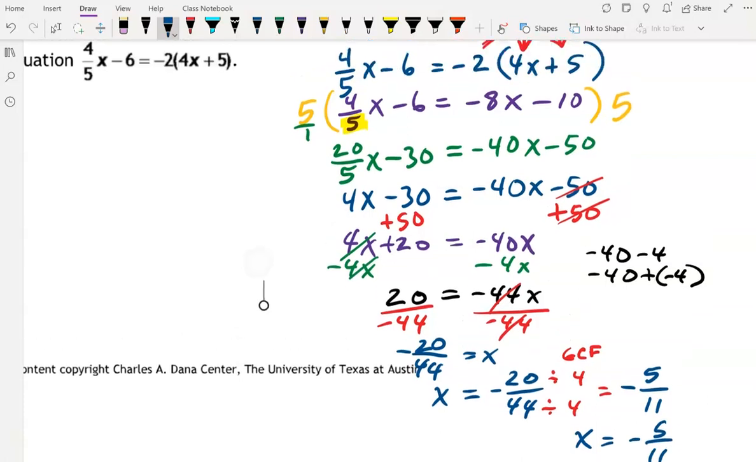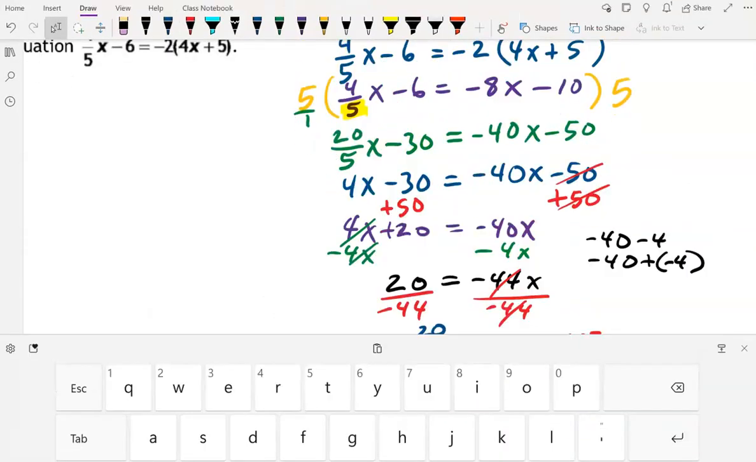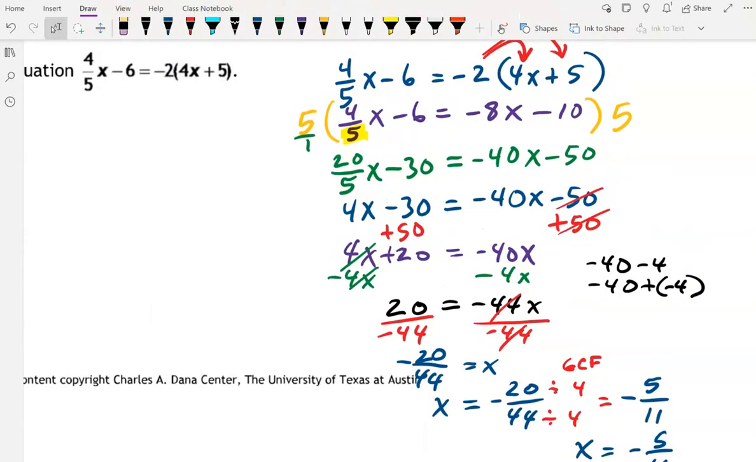Now, just remember, if you want to get rid of fractions, sorry about that. If you want to get rid of fractions in your equations and just work with the whole numbers, or the integers, as you're working through, then multiply by the least common denominator. In this case, it was 5. Multiply by that, and your fractions disappear.